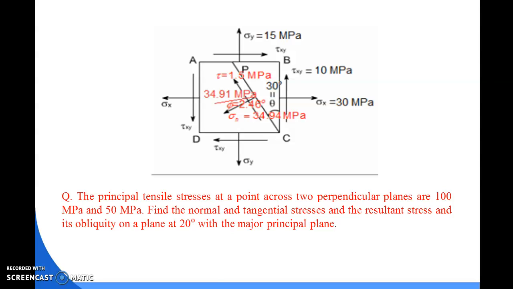Now another problem: the principal tensile stresses at a point across two perpendicular planes are 100 MPa and 50 MPa. Find the normal and tangential stresses and the resultant stress and its obliquity on a plane at 20 degree with the major principal plane. Okay, so this is another problem based on the principal stress or complex stress system.